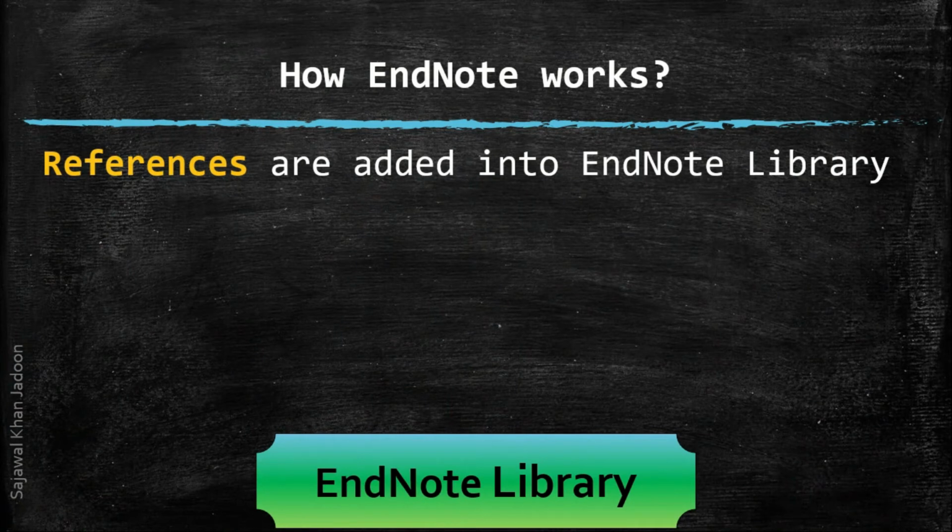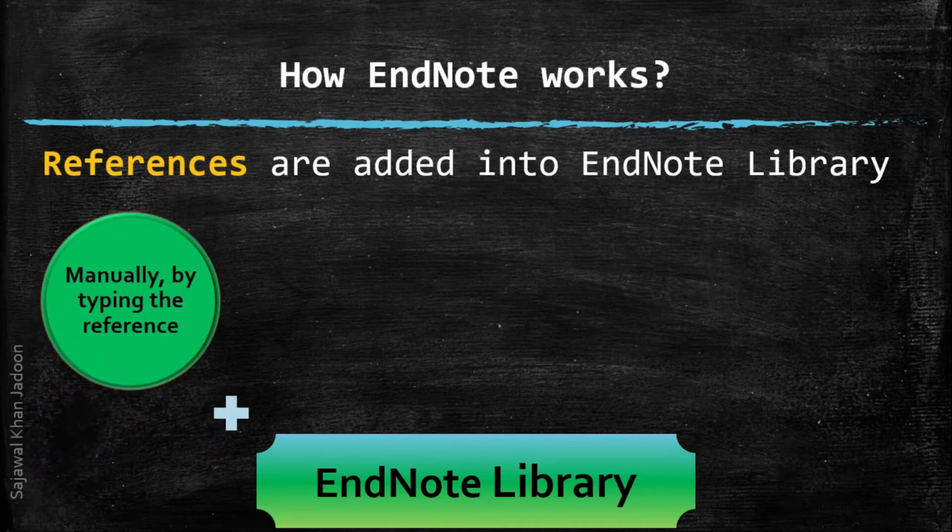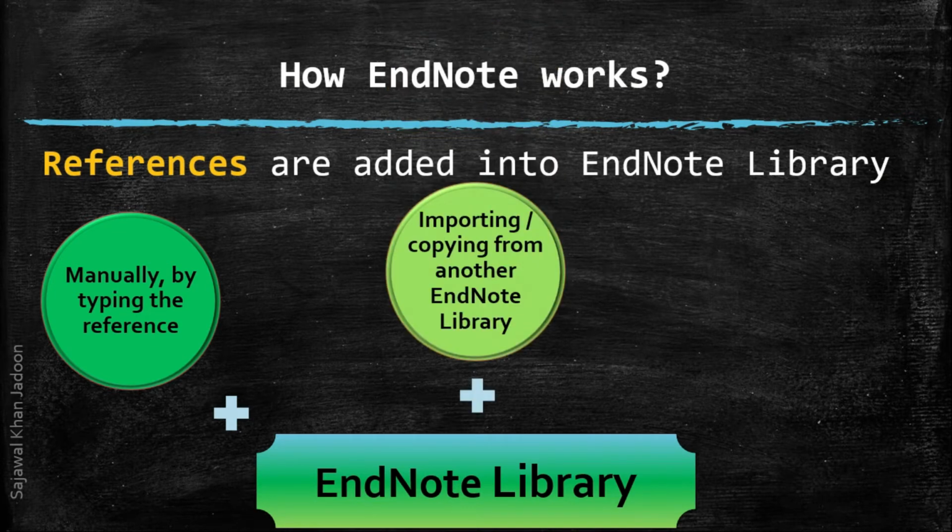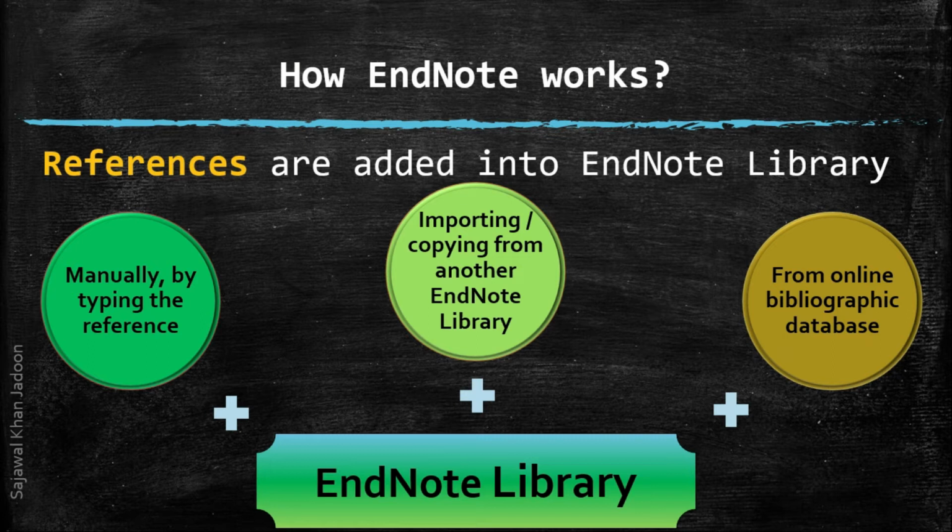References are added into library to be used in research documents. References are added by three ways into EndNote Library. First, manually, by typing the reference. Second, importing/copying or sharing from another EndNote library. Third, from online bibliographic databases.